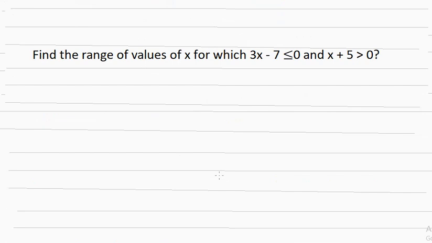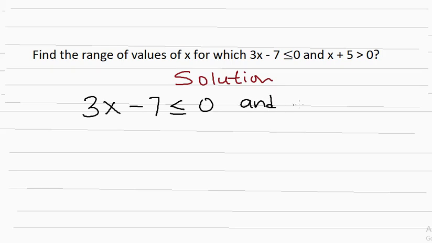All right, so let's solve this one too. So here I have 3x minus 7 is less than 0, and x plus 5 is greater than 0. Let's work on this. You know exactly what we are going to do. This is 3x, of course, is less or equal to 7.